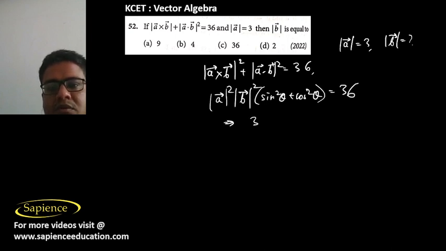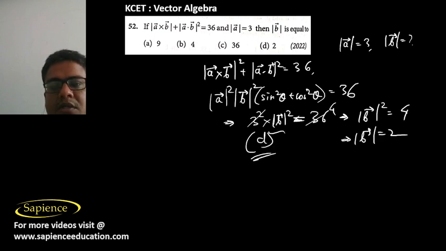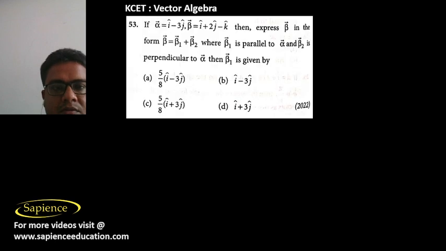Therefore, it will be 3 square into mod B square, that is equal to 36. So mod B square is 4, since 4 nines are 36, so 9 fours. So mod B is equal to 2. Option D is the correct answer. But here the question was slightly wrong. Here it should be square here. Then question number 53 is the last question.